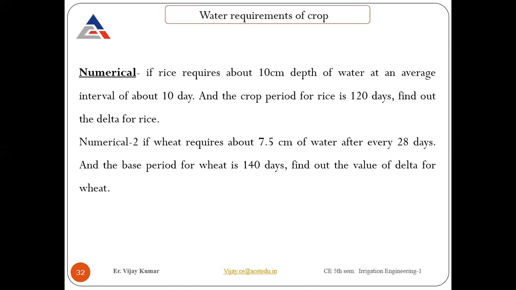So again, the result is on your screen. Out of 17, 8 students participated and all 8 gave the right answer. So its answer will be 37.5 centimeter.